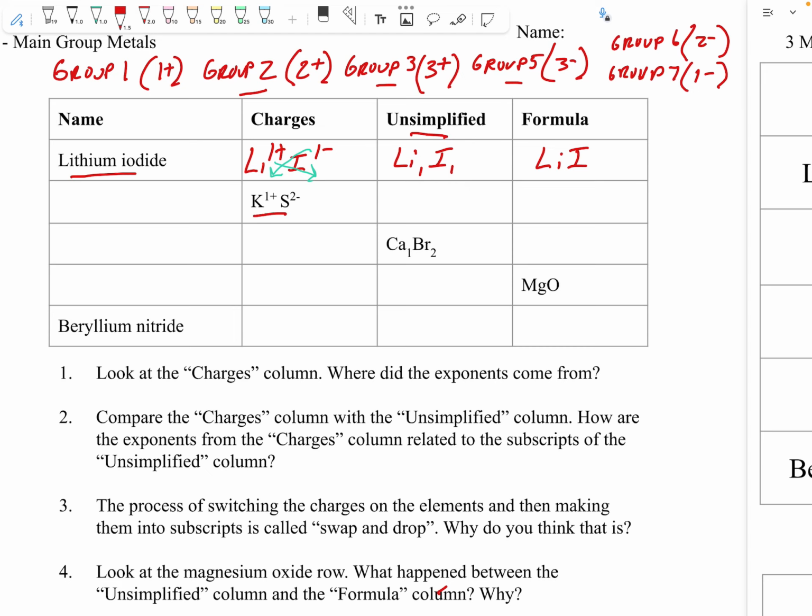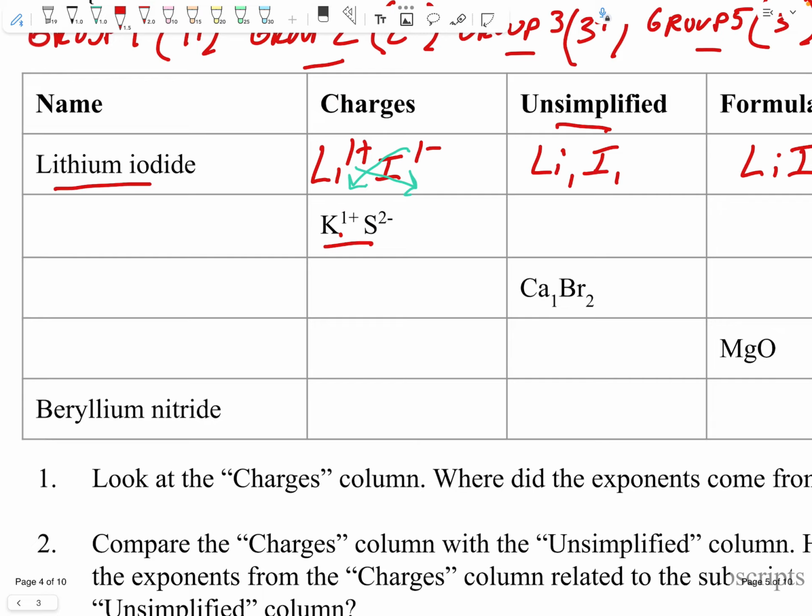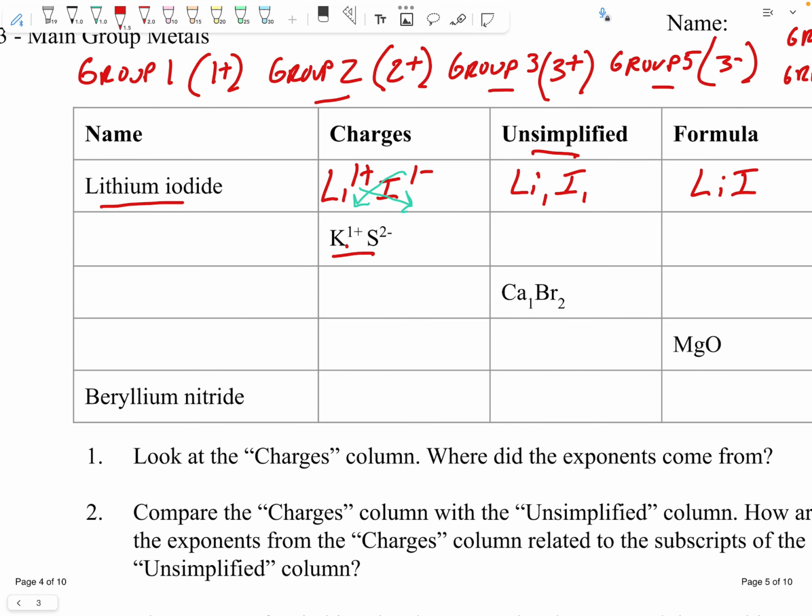Let's take a look at this one right here. We have K with a 1 plus. We've got an S with a 2 minus. K is potassium, so you're going to write potassium here. And then S is sulfur, and you end that last name with IDE, so it's sulfide. Sulfide. And that part's taken care of.